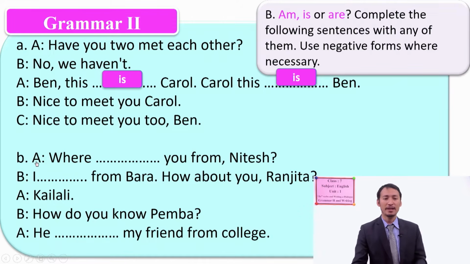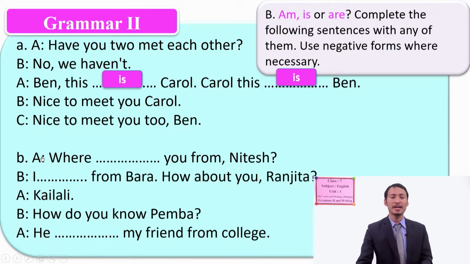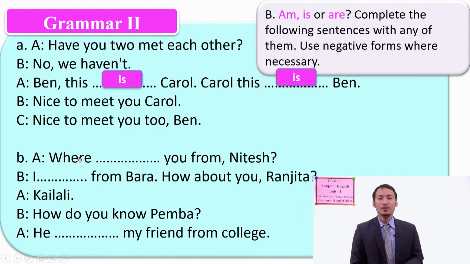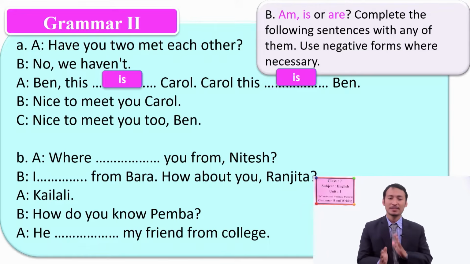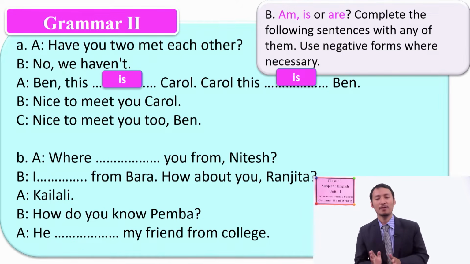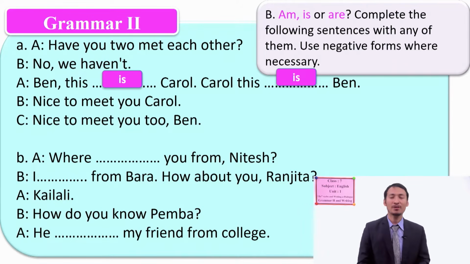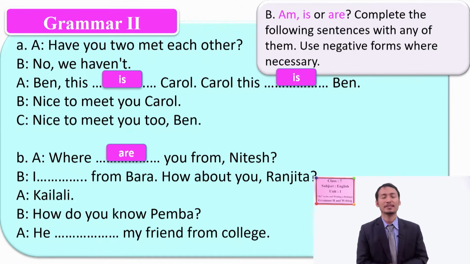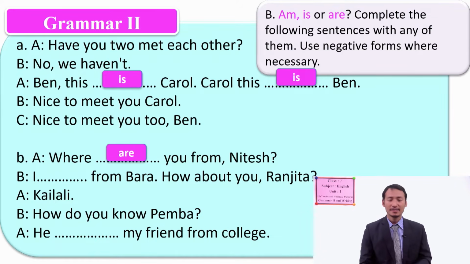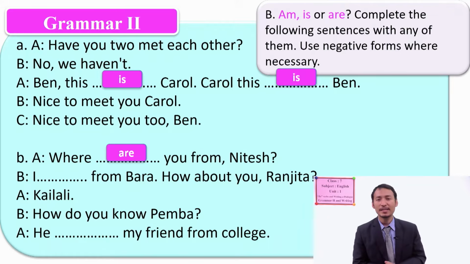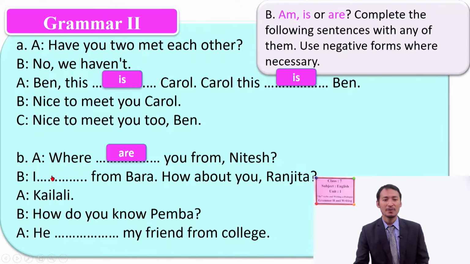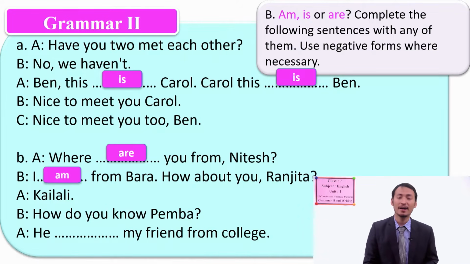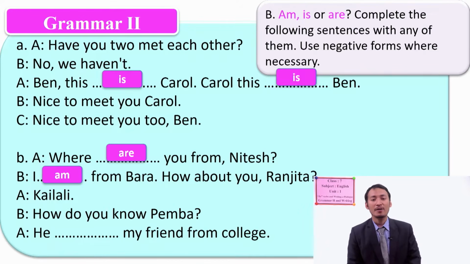Okay, now we have another exercise here, a similar exercise. Where are you from, Nitesh? Another dialogue is here. So which one is correct? Is or are? Yes, we say, where are you from, Nitesh? And B says, I. With I, we cannot say are or is, right? What do we put here? Which be verb comes with I? You're right. I am from Bara. How about you, Ranjita?